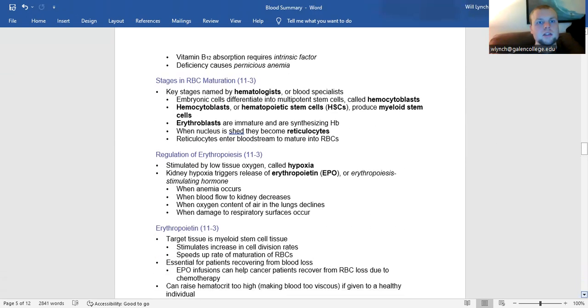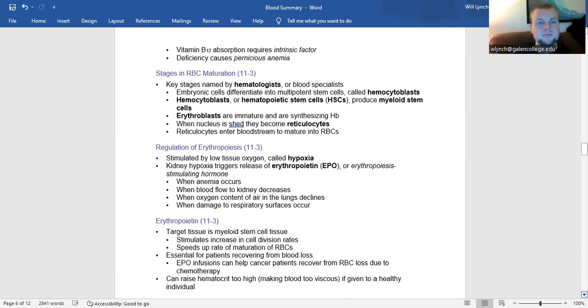All right, so some key stages in red blood cell maturation. There are embryonic stem cells that are going to differentiate into different types of cells that are going to lead to the formed elements. One of those is going to be a multipotent stem cell called a hemocytoblast. A hemocytoblast is able to make myeloid stem cells, okay? Those hemocytoblasts are going to make hematopoietic stem cells, and they're going to produce myeloid stem cells.